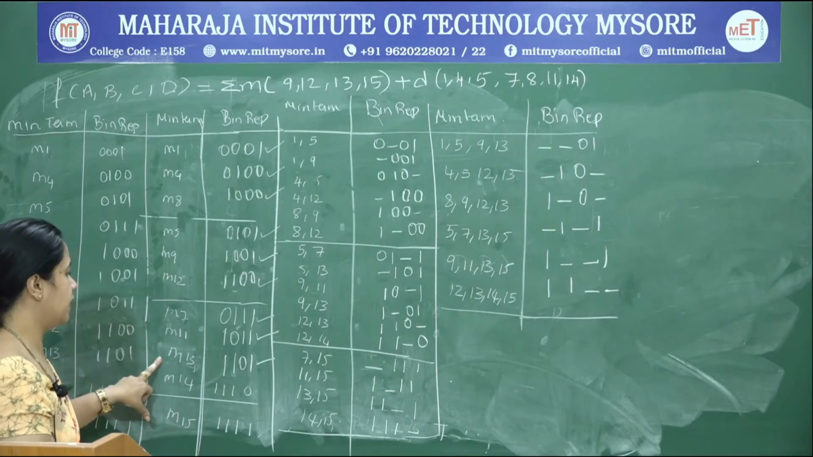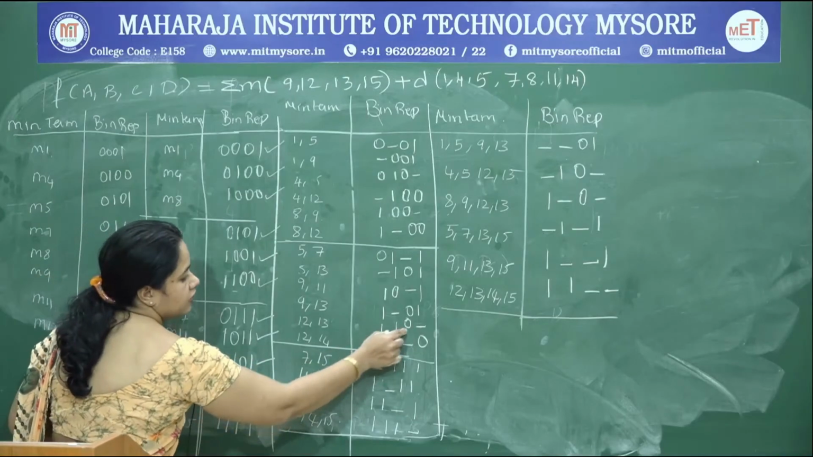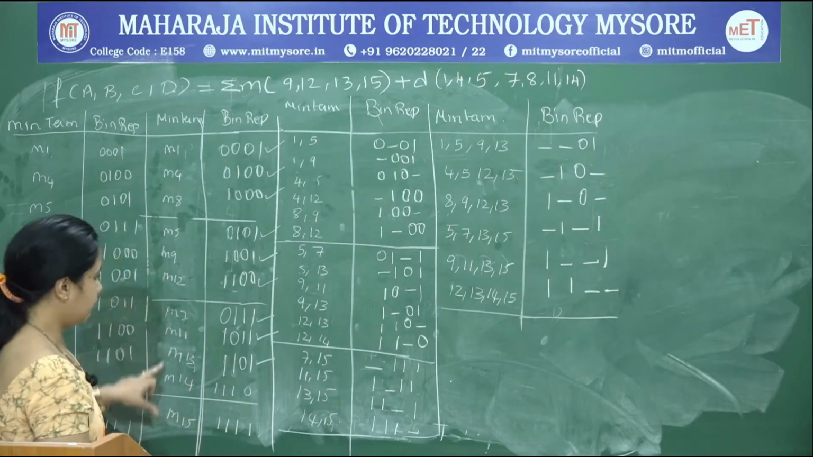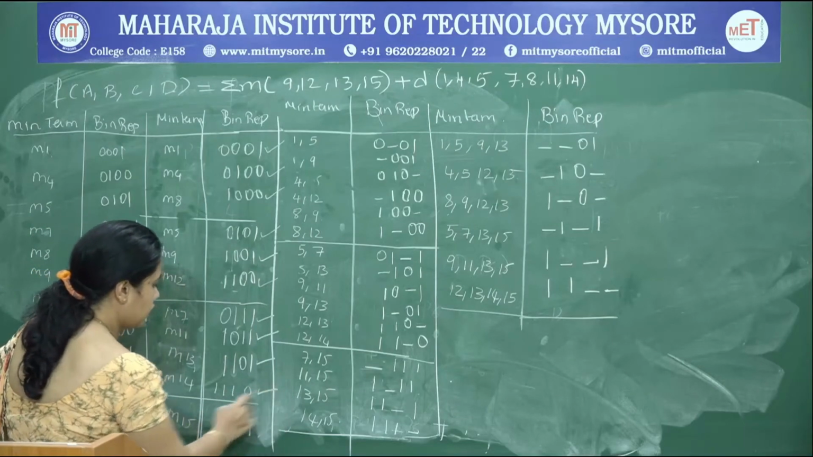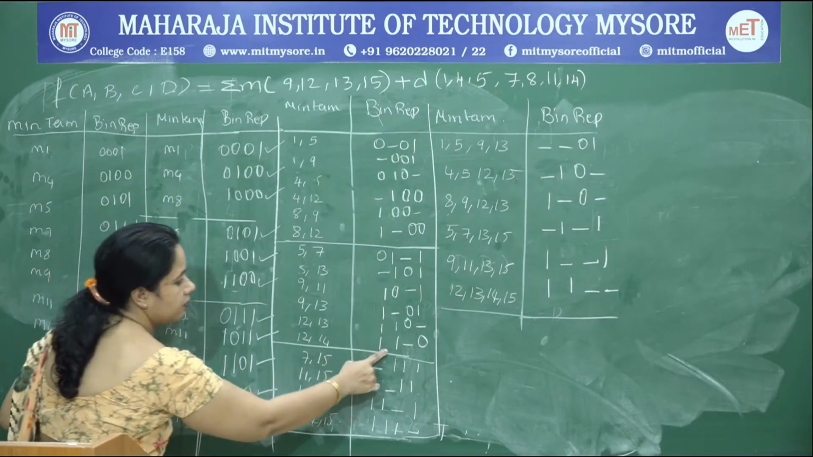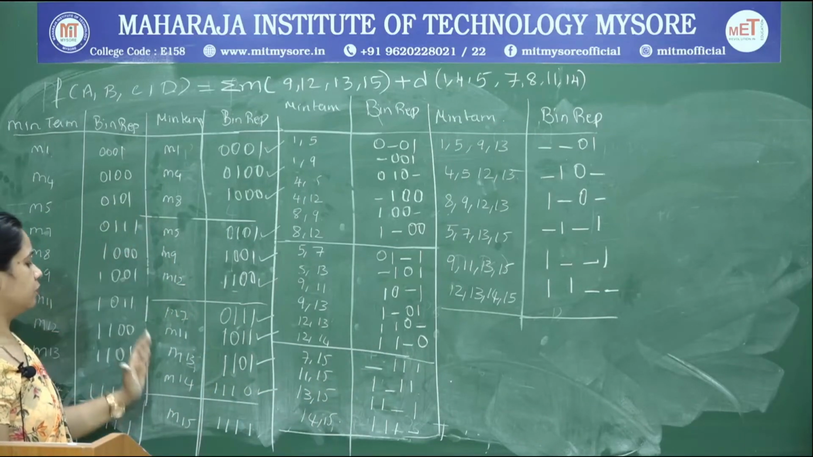12 and 13, yes, it varies by 1 bit position, so replace this bit position with a dash: 1 1 0 dash. Next, 12 and 14, yes, it varies by this bit position, so carry it to the next column by replacing it with a dash. We end up getting 1 1 dash 0. Now we are done with comparing all elements of the second group with the third group.